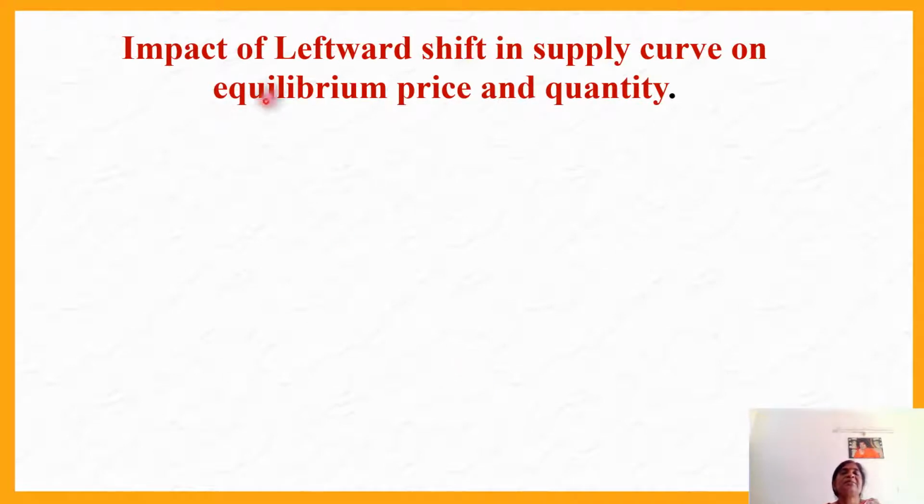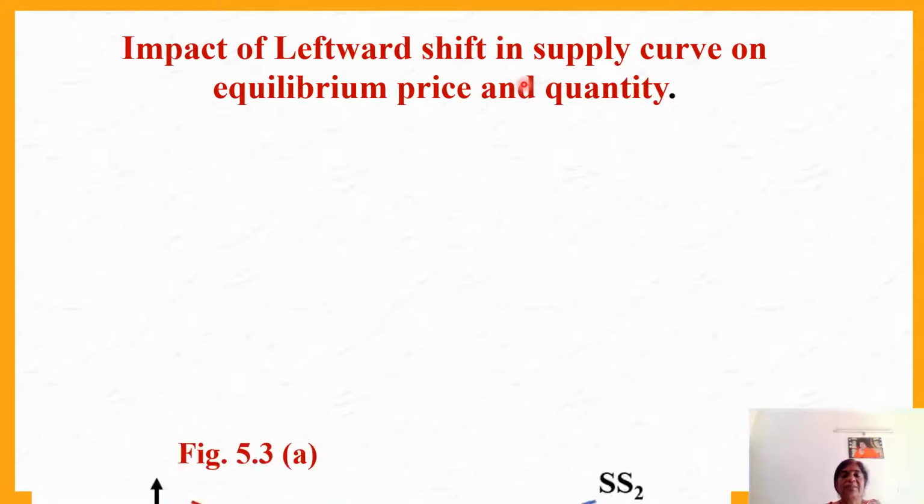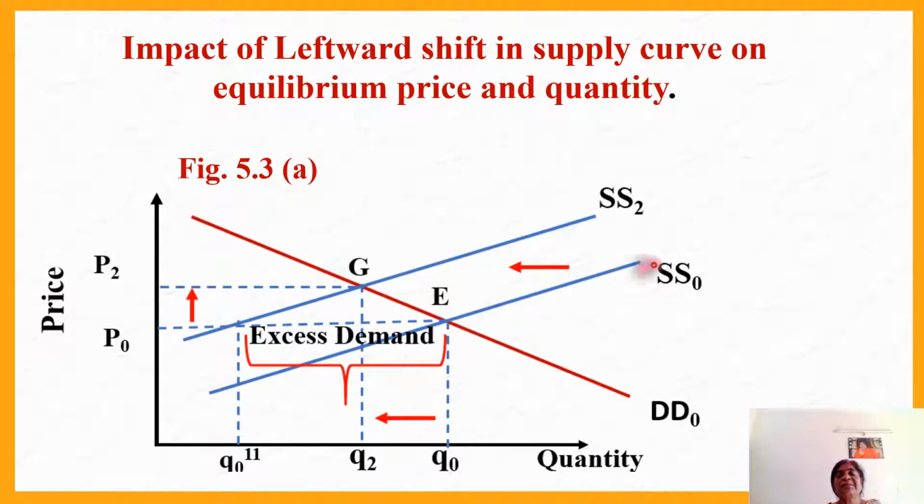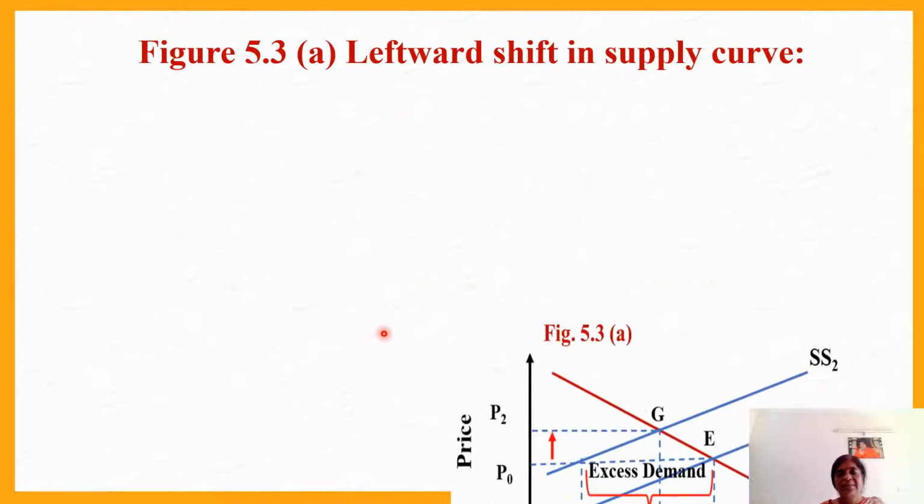Now, let us discuss the impact of leftward shift in supply curve on equilibrium price and quantity. This diagram explains the supply curve SS0 before shift, SS2 after shift. This arrow indicates a leftward shift in supply curve. You can see SS0 intersects DD0 at point E. This is the initial equilibrium. After shift, the equilibrium is indicated by G. We will discuss these things in the next diagram, the same diagram in the next slide.